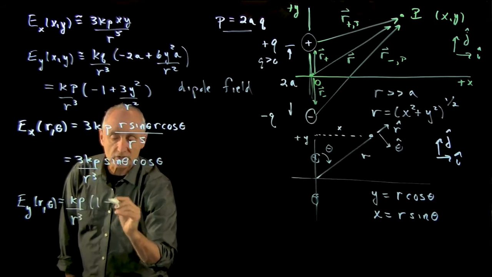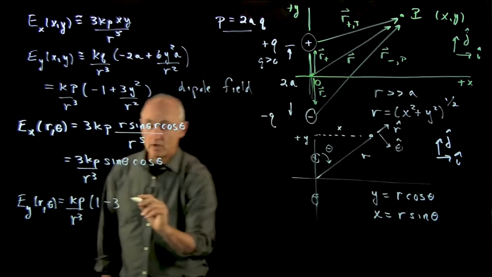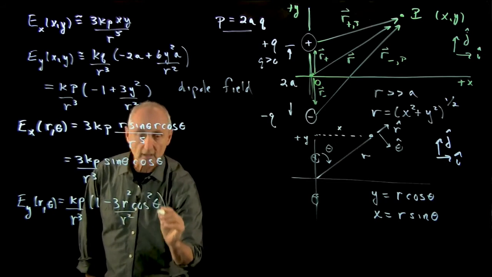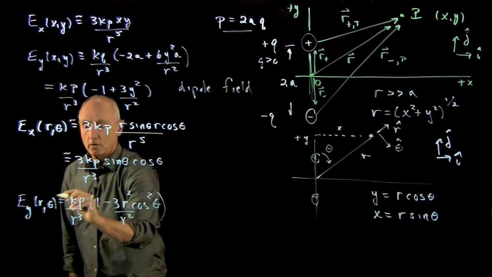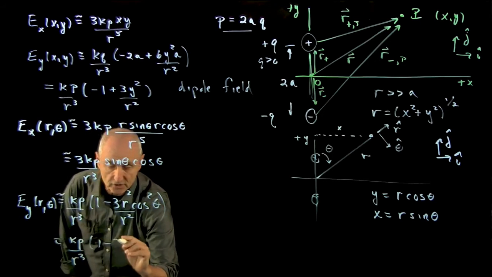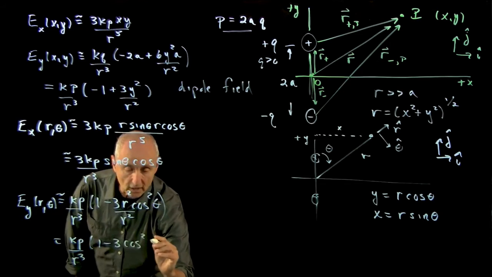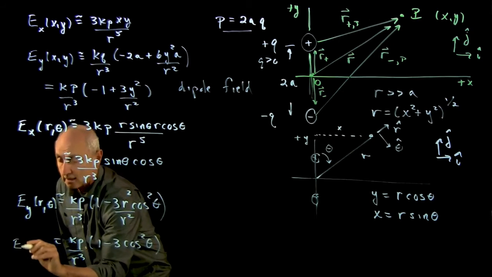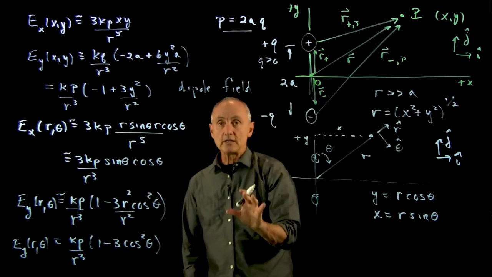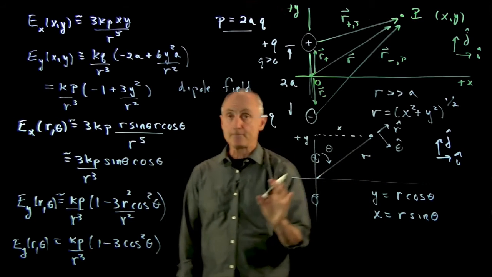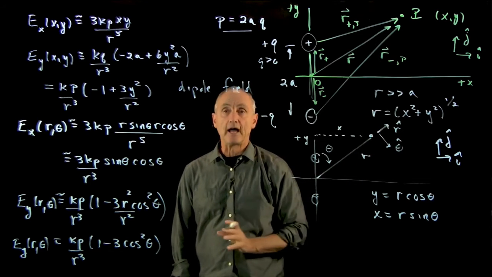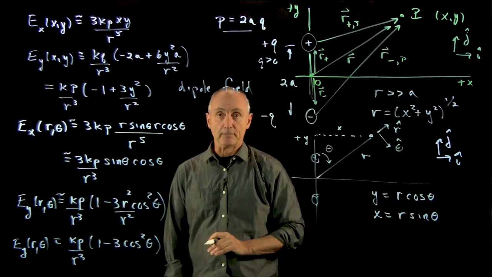We have 1 minus 3, and here we have r squared cosine squared theta over r squared. And so this is equal to kp over r cubed times 1 minus 3 cosine squared theta. And that is our y and x components of the fields written in terms of the polar coordinates in the plane. What we haven't done yet is to re-express these in terms of the unit vectors r hat and theta hat, and that will be our last step.